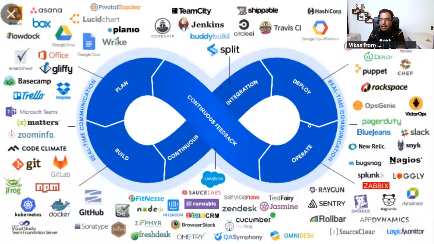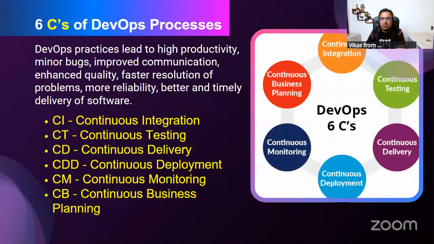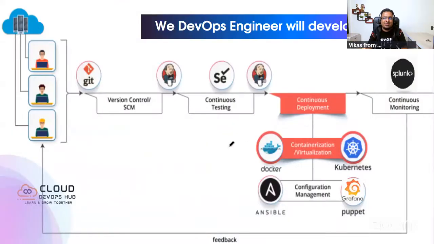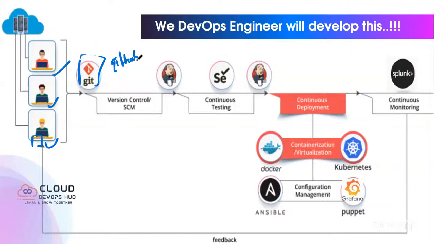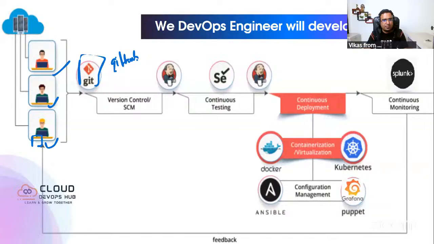With the help of these tools, we will create this type of pipeline. Multiple developers are there, writing the code in their systems. After the code is written on the system, the code will come into a centralized location that is called GitHub. Agree, everyone? Yes.